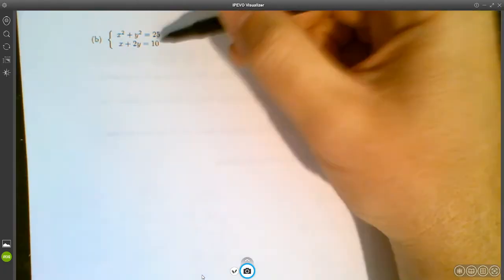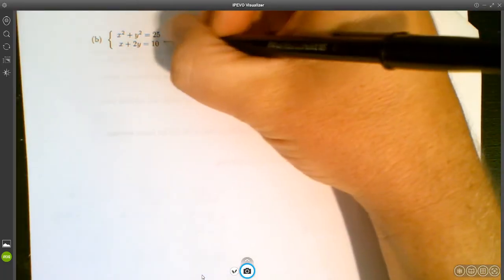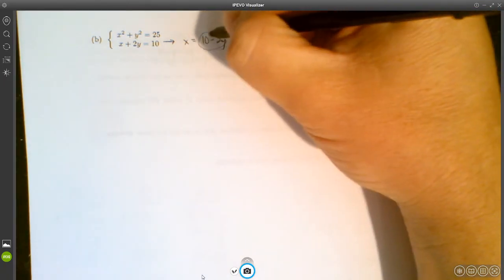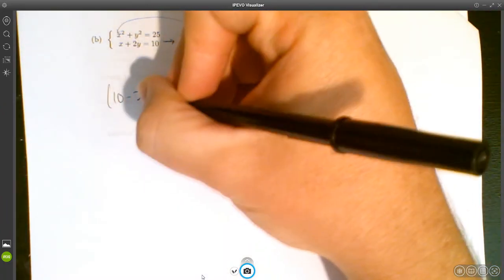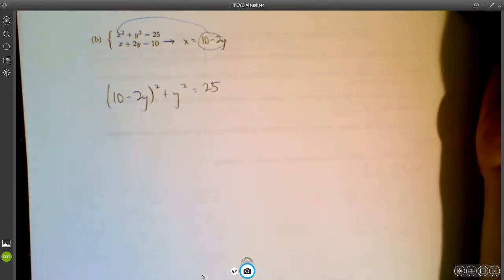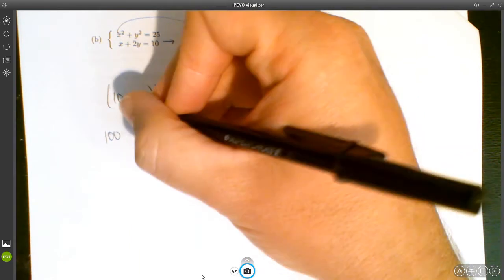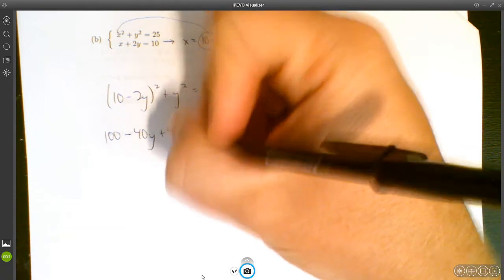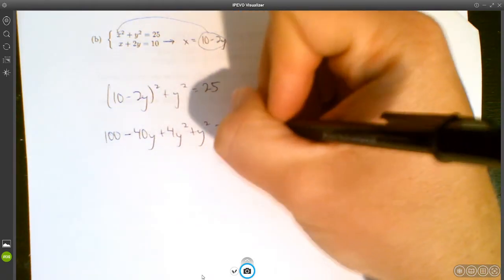I think I'm going to take the bottom equation and solve it for x, right? So I know that x should be 10 minus 2y, or negative 2y plus 10, however you prefer to write it down. But now I'm going to take this expression and substitute it for x in the top equation. So I'm going to say x squared plus y squared equals 25. And now I can solve for y. So if I square this thing, I get 100 minus 40y plus 4y squared plus y squared equals 25.